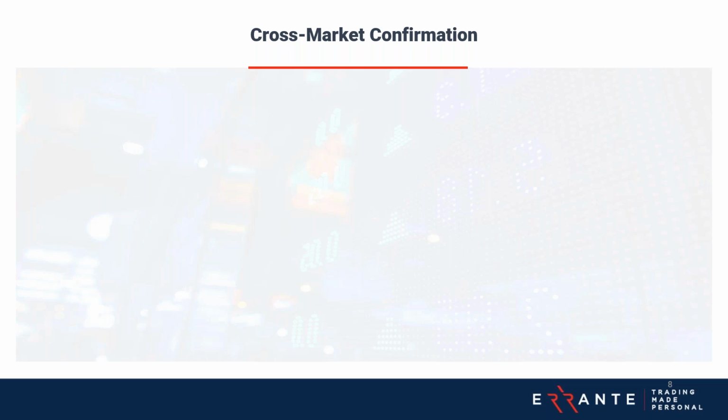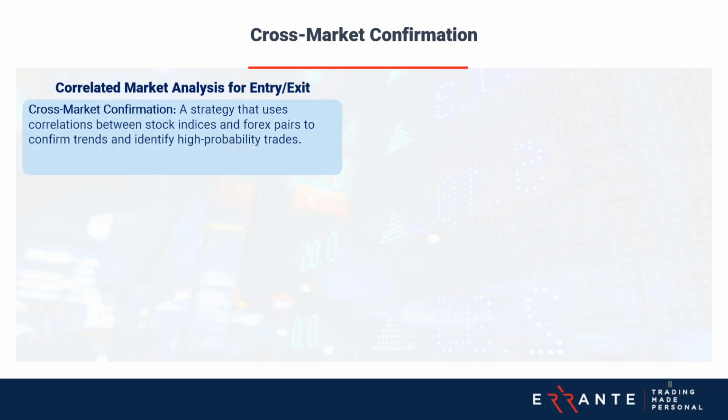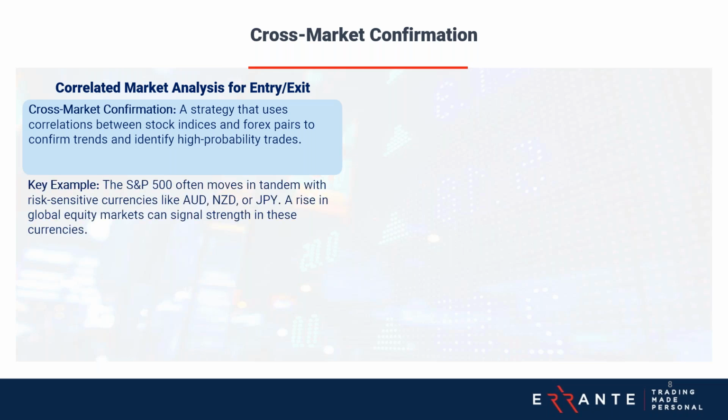The next strategy we are going to demonstrate here is cross-market confirmation, which is leveraging the correlation between the stock indices and Forex pairs to confirm trends. For example, when global equity markets are bullish, risk-sensitive currencies like AUD or NZD tend to strengthen. And this intermarket relationship gives traders an additional confirmation tool when making decisions about Forex trades.